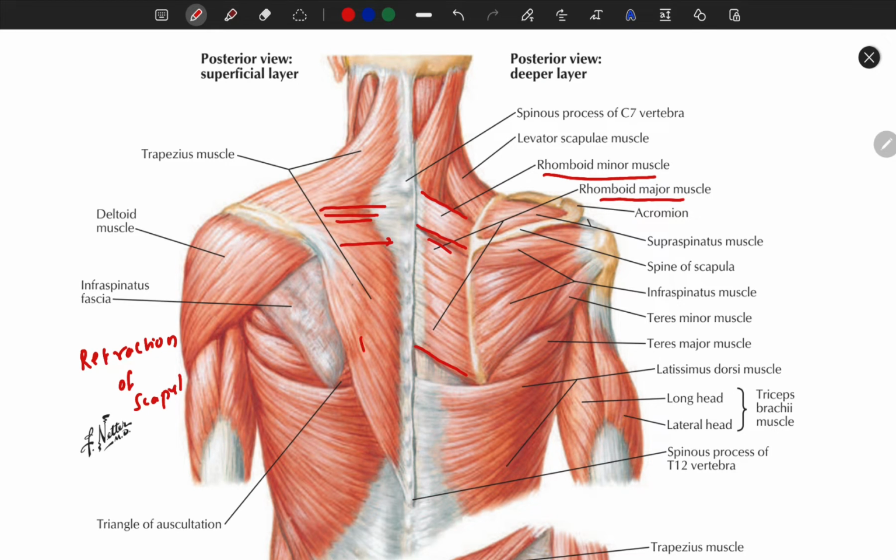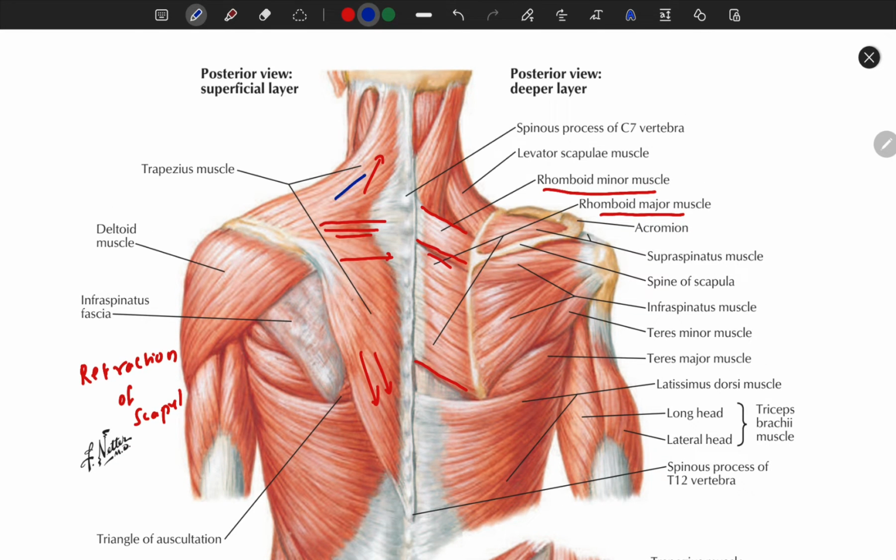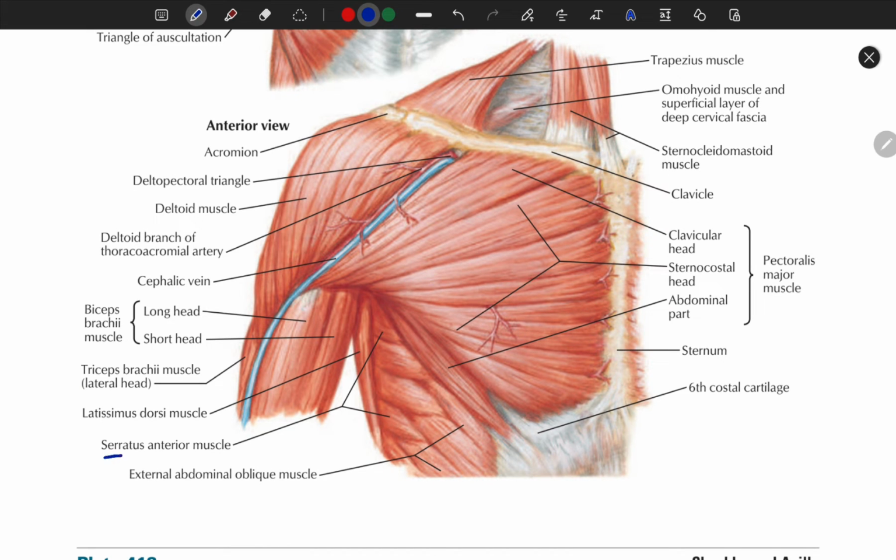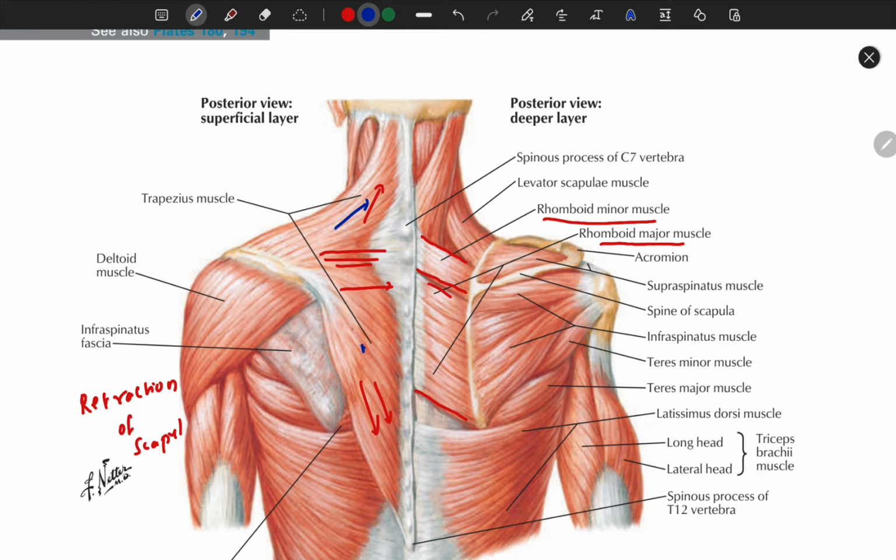The lower fibers of the trapezius muscle are responsible for depression of the scapula. So upper fibers for elevation, lower fibers for depression, and the horizontal fibers for retraction of the scapula. The upper and the lower fibers of the trapezius muscle, along with the serratus anterior muscle, will help in rotation of the scapula, which is needed for overhead abduction.